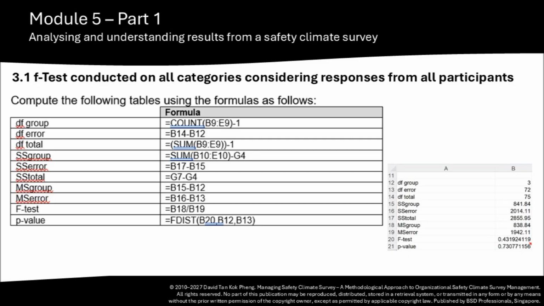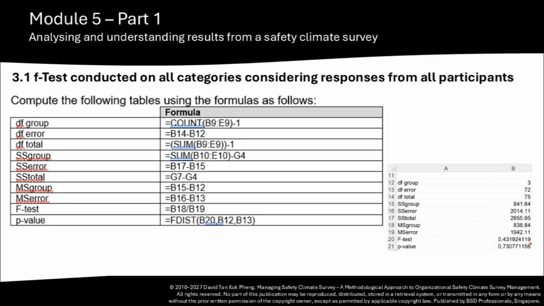ANOVA-style F-test table using the following formulas: df group equals COUNT(B9) minus 1. df error equals B14 minus B12. df total equals SUM(B9) minus 1. SS group equals SUM(B10) minus G4. SS error equals B17 minus B15. SS total equals G7 minus G4.